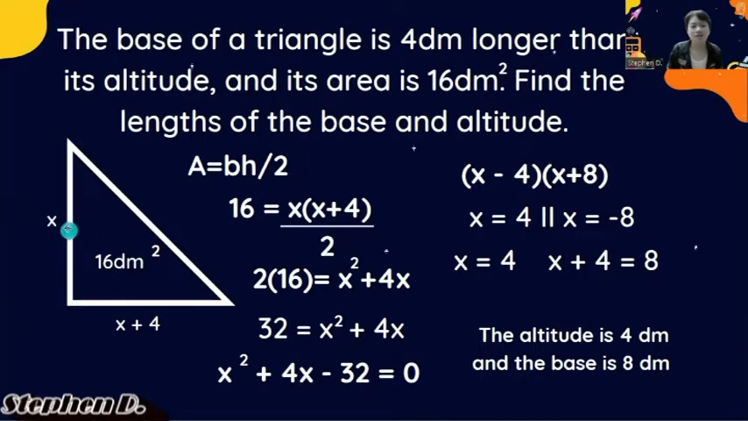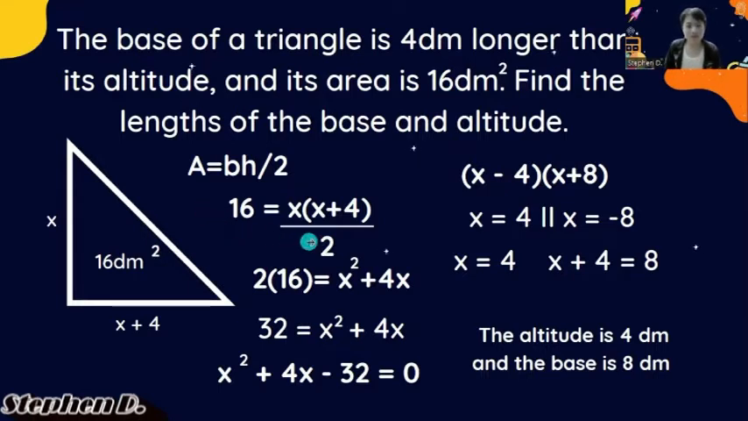So our altitude will be the x, or the height. And then since our base is 4 decimeters longer than its altitude, 4 longer means we add 4, so it becomes x plus 4. So we will use the formula for area, which is equal to base times height over 2. We substitute our values in our formula. That's why we got 16 is equal to x times x plus 4 over 2.